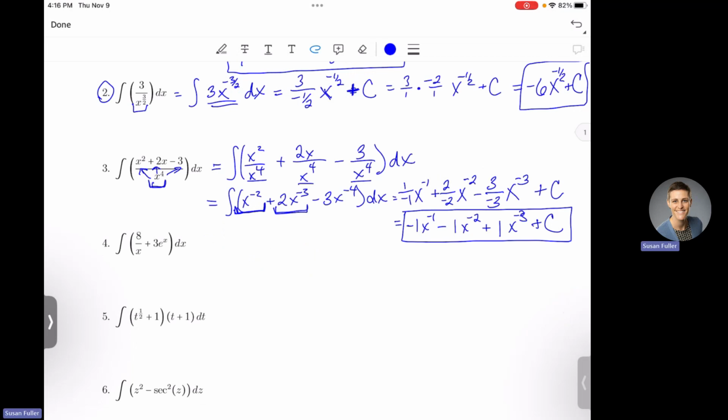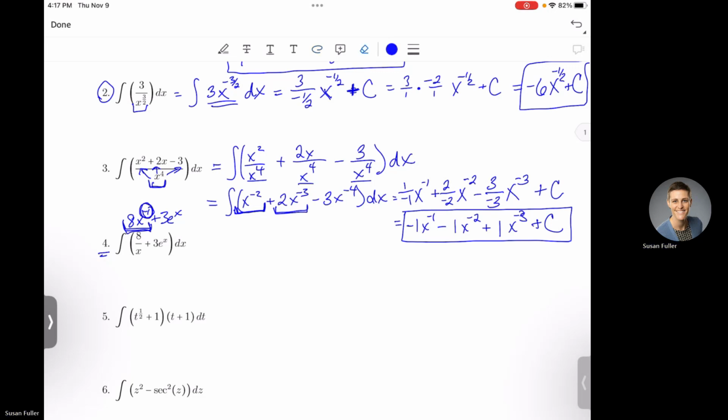Okay, let's try number 4. I want the antiderivative of 8 over x plus 3e to the x. Now, especially with what we just did, you might be tempted to write this as 8 times x to the negative 1 plus 3e to the x, and then do a power rule on this. You might be tempted to do that, but take a look at that power rule on your integration rules list, and you'll notice that we can only integrate x to the n dx if n does not equal negative 1. But here I have a negative 1 in my exponent.